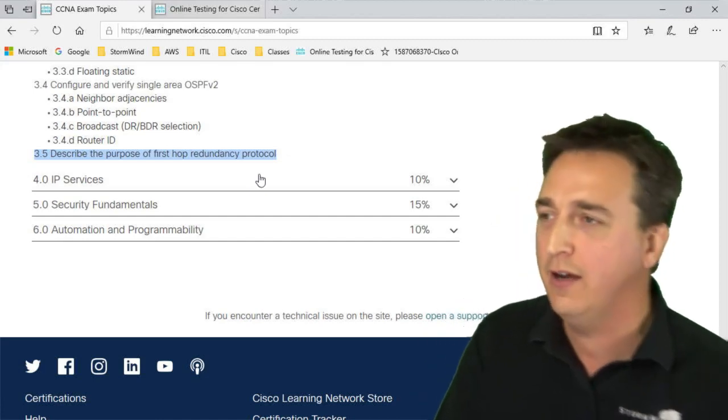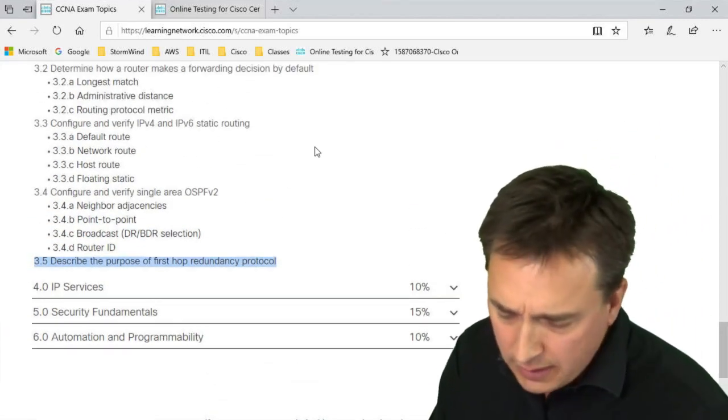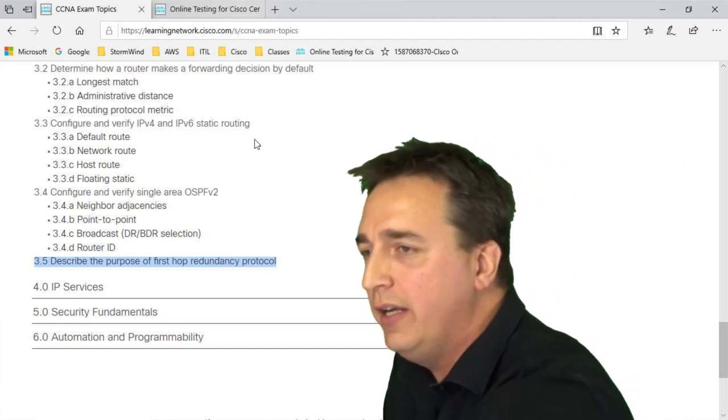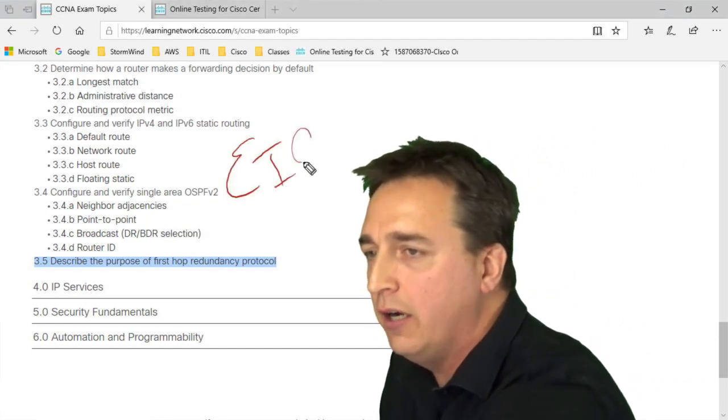Now, back over here to layer number 3. Something to keep in mind, something that totally shocked me, not even an exam objective, is EIGRP.